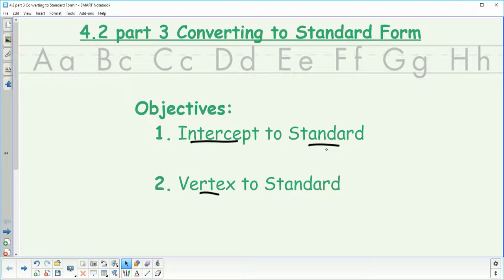For right now, we're only going to look at converting into standard form. So we're going to take our intercept form and put that in standard form, and then we're also going to take our vertex form and put that in standard form. The next sections will start to talk about how we could take standard form and convert it back into intercept and vertex form, which is slightly more complicated.